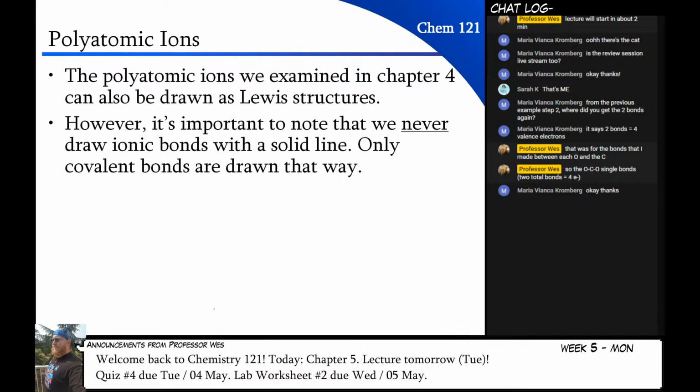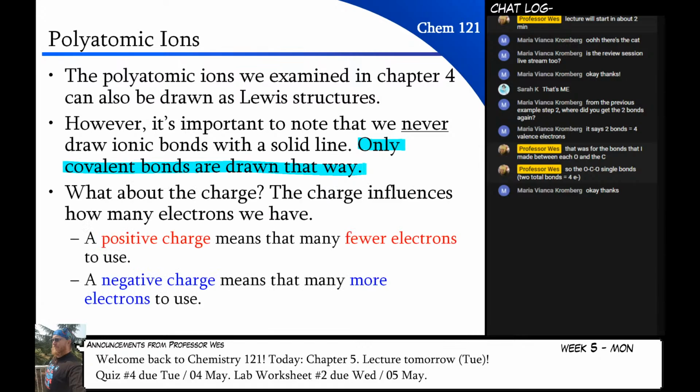So the point of this section is to show that even though polyatomic ions are ionic, the polyatomic part of the substance actually has covalent bonds. Now, whenever you have both bonds present, so you have both ionic and covalent bonds, only covalent bonds get solid lines. So never draw ionic bonds with a solid line. Ionic bonds are just you put the charges next to each other, and it's implied there.